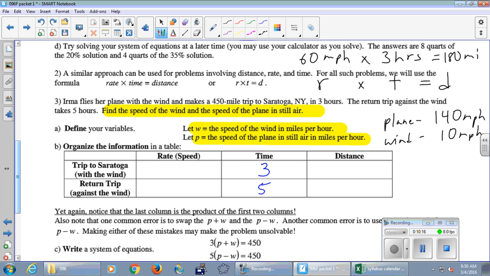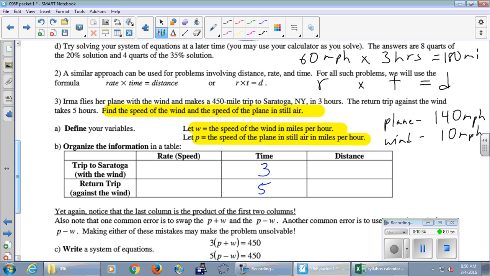150, yeah, right? If the two of them are working together, the plane's net speed is 150 miles an hour. When the wind is working against the plane, how fast is the plane going? 130, right? Normally it would go 140, but it's losing 10 miles per hour because of that wind.